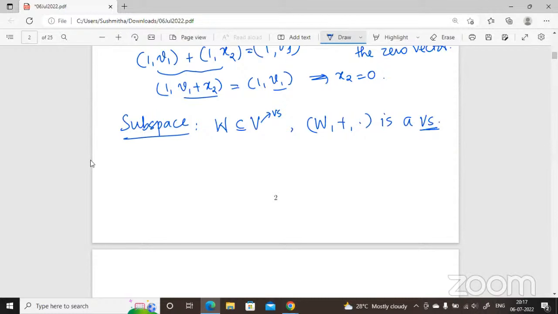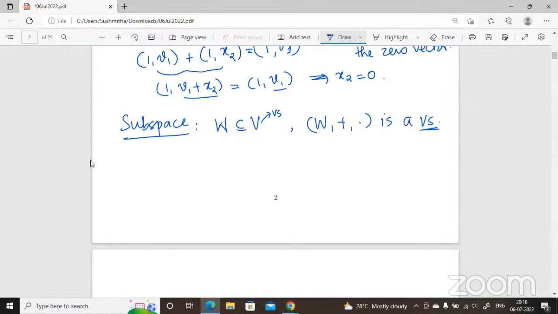Ma'am, subspace and vector basis are the same? No. Basis is something that is defined for every vector space. Subspace just means that this is a subset of a bigger vector space and it is a vector space in itself. So every subspace is a vector space, right?